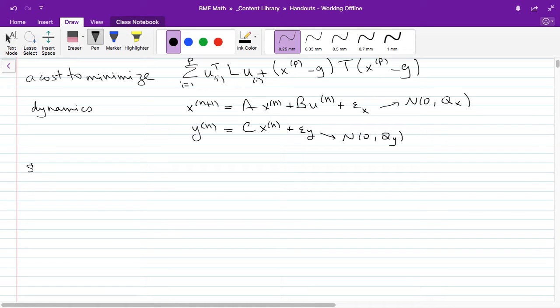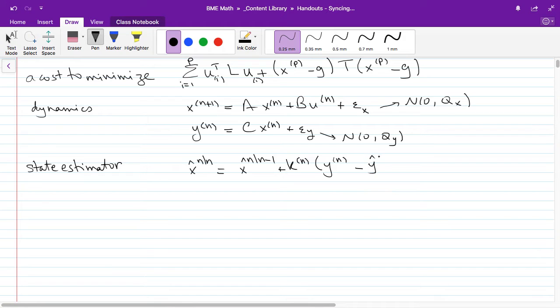So we have a state estimator. And the state estimator tells you where you are at any given time, based on the measurement that you make and the prior belief that you have. So you have some estimate of where you are based on your prior belief. Where y hat, in this case, is C times x hat of n given n minus 1.